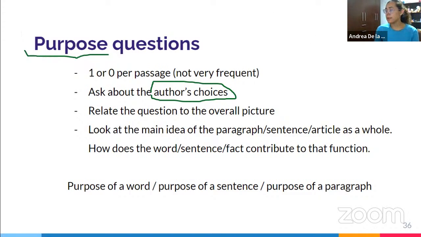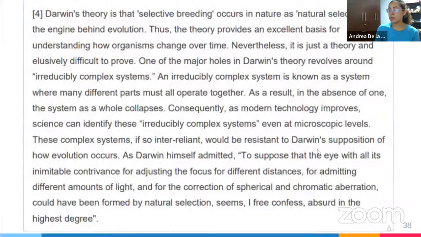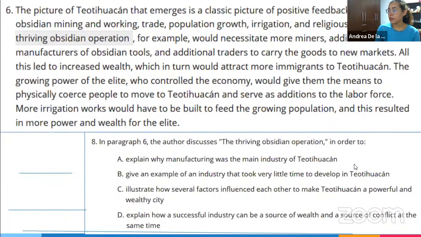Okay, so let's see this with an example as well. We're going to be answering question 8 now. Maybe Pamela, can you please read question 8 for us?